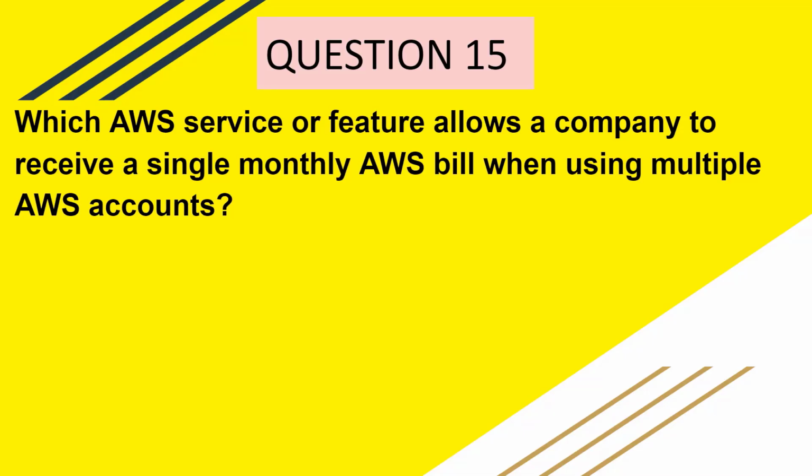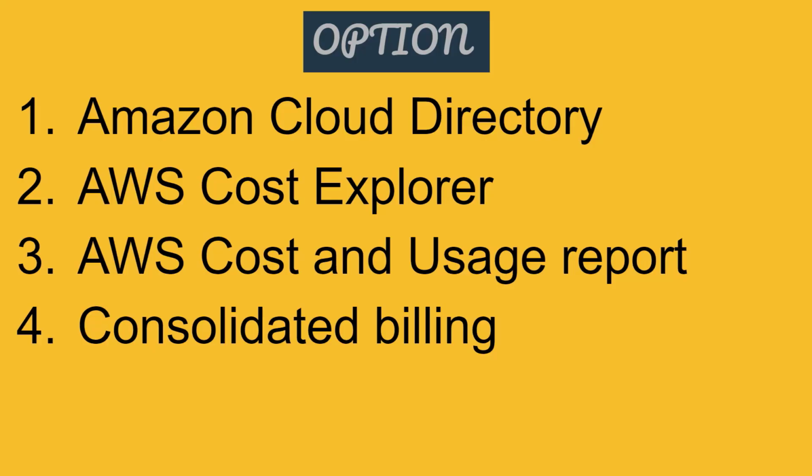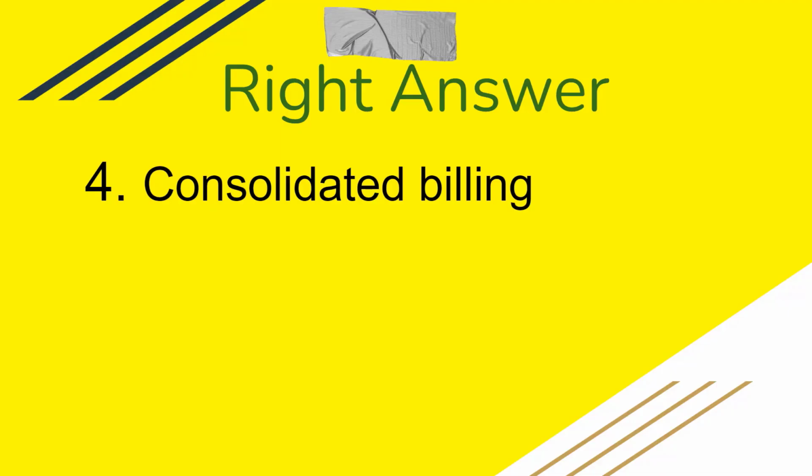Question 15. Which AWS service or feature allows a company to receive a single monthly AWS bill when using multiple AWS accounts? Option 1. Amazon Cloud Directory. 2. AWS Cost Explorer. 3. AWS Cost and Usage Report. 4. Consolidated Billing. Right answer is 4.